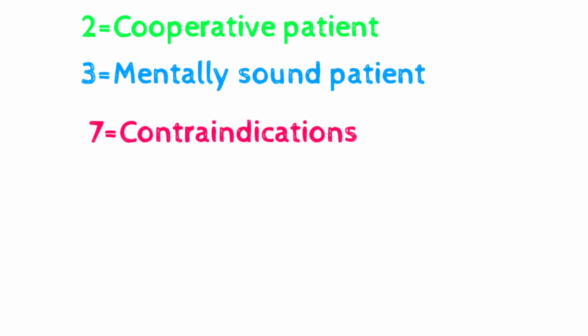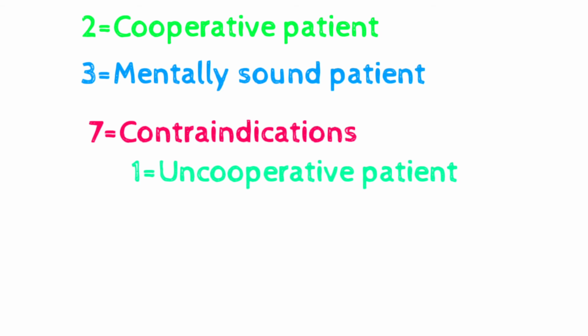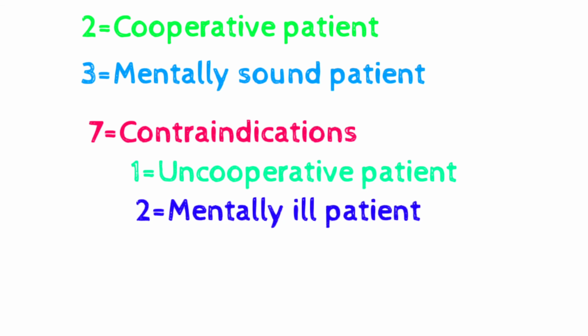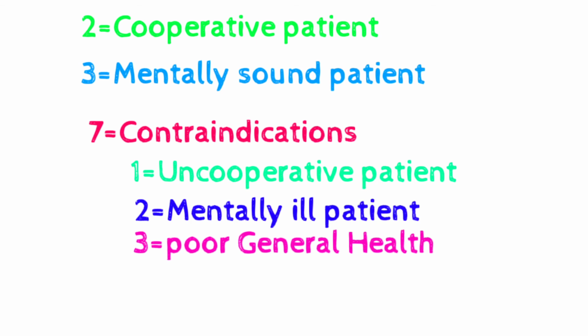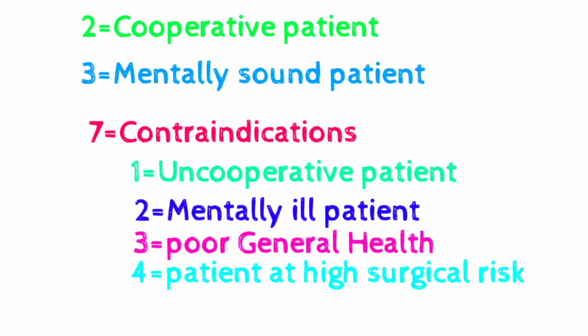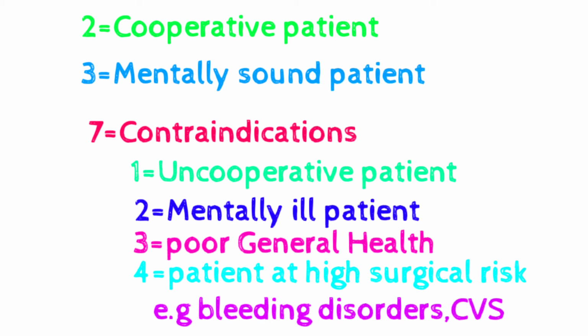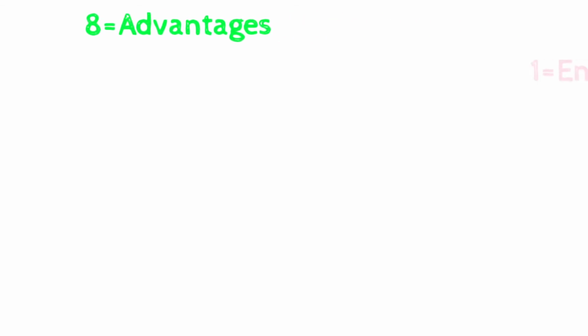Now come to the contraindications. Contraindication is the opposite of indication. Number 1, immediate denture is contraindicated in uncooperative patient. Number 2, mentally ill patient, because we cannot take care of the patient. Third, poor general health. Patients with poor general health have many diseases like diabetes and others. And patient at high surgical risk, for example, bleeding disorder, CVS, because when we remove multiple teeth in multiple extraction, the patient's bleeding health is necessary.